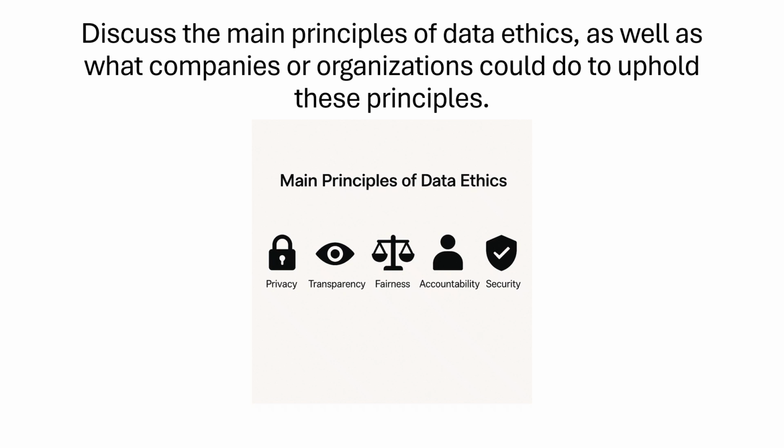Fairness involves preventing bias or discrimination in data and models. Accountability ensures companies take responsibility for their data practices, and security protects data from breaches or misuse. To uphold these values, companies can audit data systems regularly, use diverse datasets, anonymize sensitive data, and implement explainable models. They should also train staff on ethical practices and provide clear data policies to users. These steps help build trust and reduce the risks associated with data misuse.